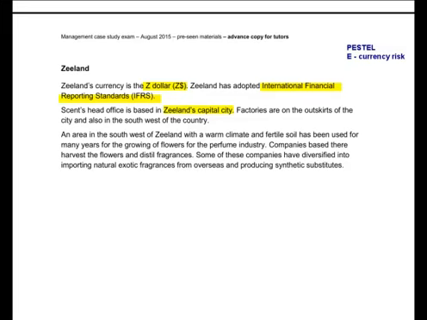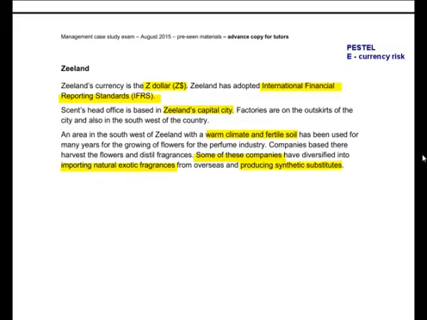Now moving on to the final paragraph on the second page, we hear about the climate of Zealand. Now the climate of Zealand is ideal for the industry it operates. It's ideal for growing flowers, which is a cornerstone of the perfume industry, or at least was a cornerstone of the perfume industry. But as we can see here, they have diversified, or some companies at least, it doesn't expressly mention whether Zealand have or not, have diversified into importing ingredients and also into producing synthetic substitutes.